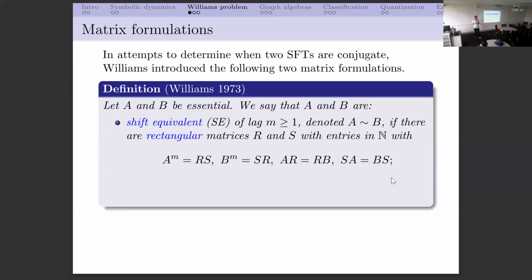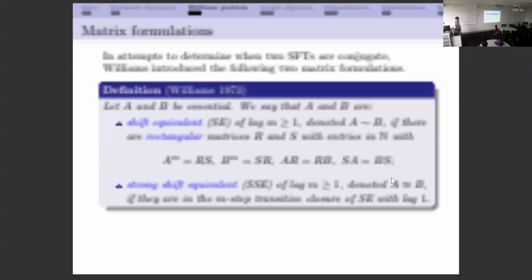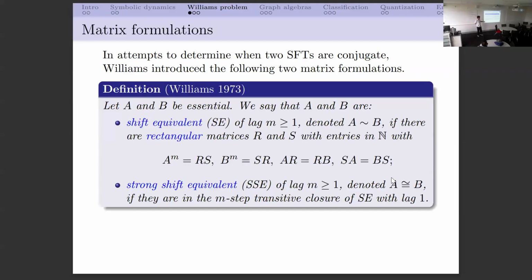So you should think of R and S as some kind of morphisms, maybe. Okay, and the fact that they intertwine A and B is like maybe trying to say that they intertwine the shift in some vague sense, maybe not exactly. Okay, but I can't reconstruct A and B on the nose, I can only reconstruct iterates. Which should already raise a light bulb in your head. And strong shift equivalence of lag M means that they are in the Mth transitive closure of shift equivalence of lag 1. If M was equal to 1 here, I could just say that the shifts are conjugate. But I can also say that the shifts are conjugate if I do this M many times.